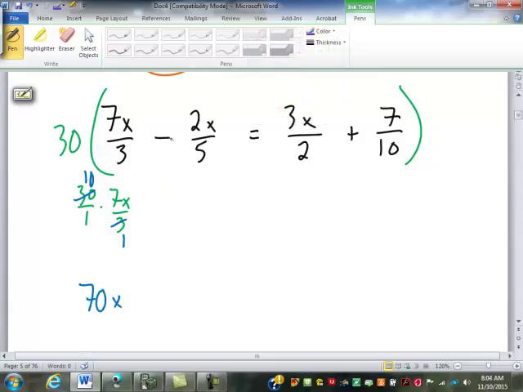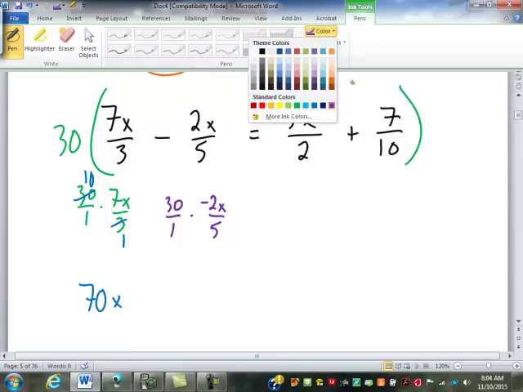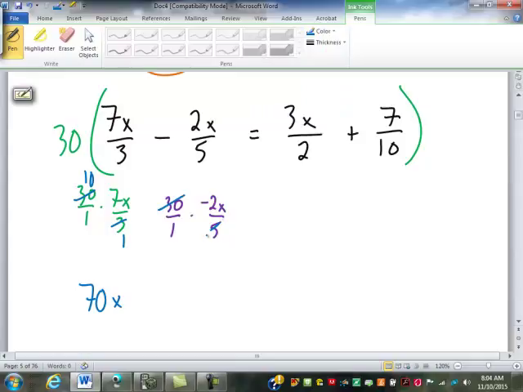Now we got to be careful here, there's a negative there. So 30 over 1 times a negative 2x over 5. The negative can either go in front of the 2/5 or it can go with the 2 or it can go with the 5. It just can't go with both. Because negative 2 divided by 5 is still a negative. So then we'll cross cancel. The 5 and the 30 cross cancel, give me 1 and 6. 6 times negative 2 is a negative 12x.